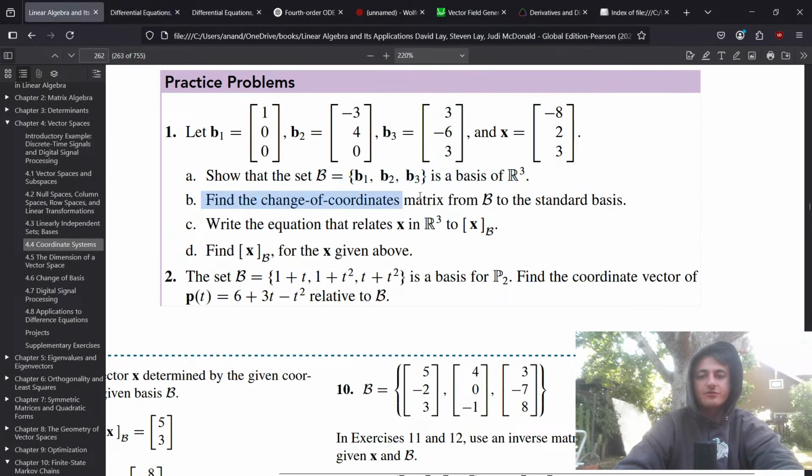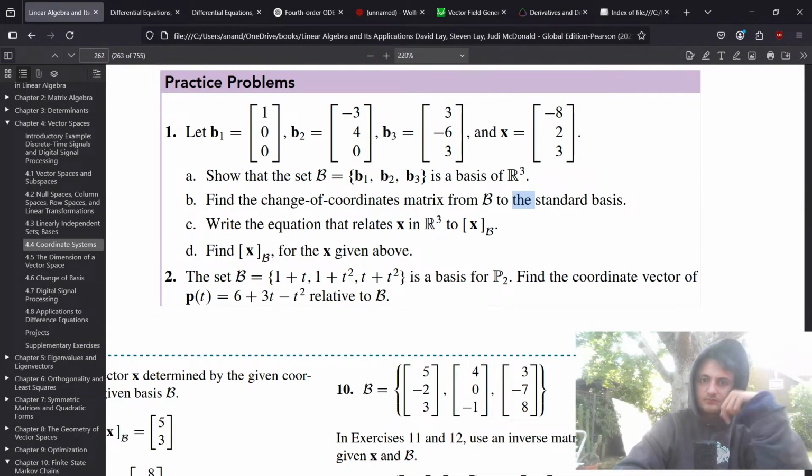Okay, find the change of coordinates matrix from B to the standard basis. Oh, see, this is where I get so confused. Presumably, this is just the matrix formed by these columns. So this is going to be this matrix times x_B is equal to x. Alternatively, you could take the inverse of this.